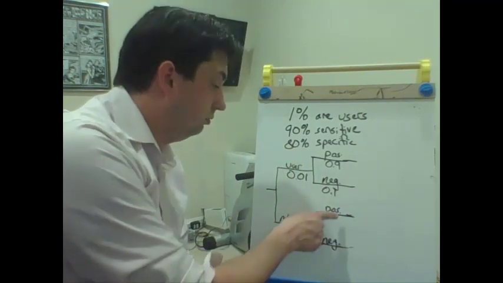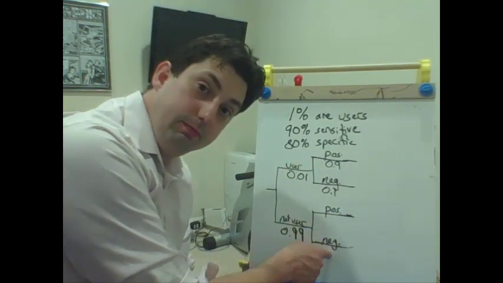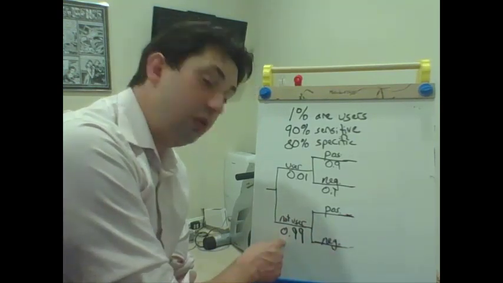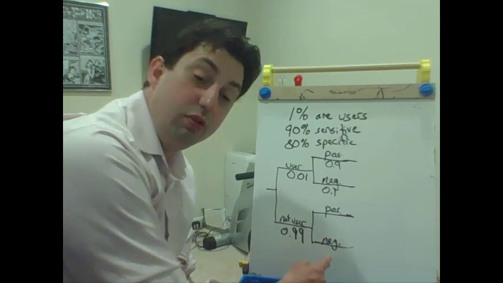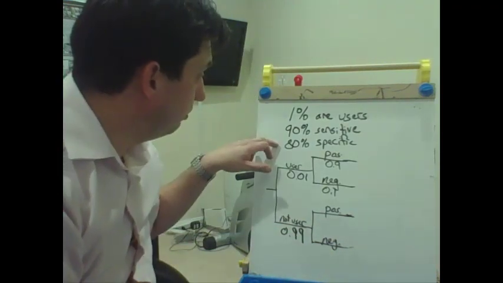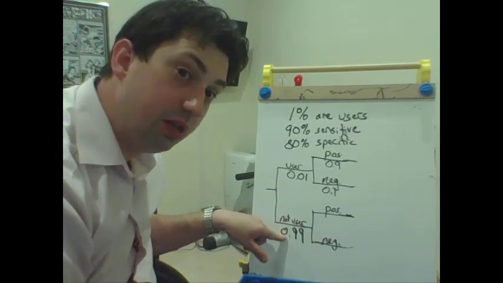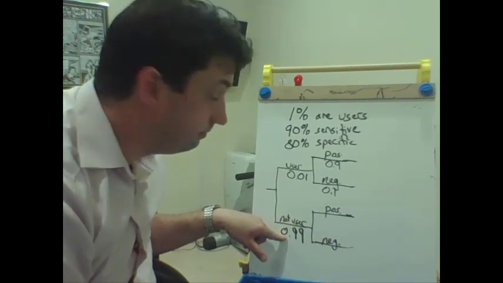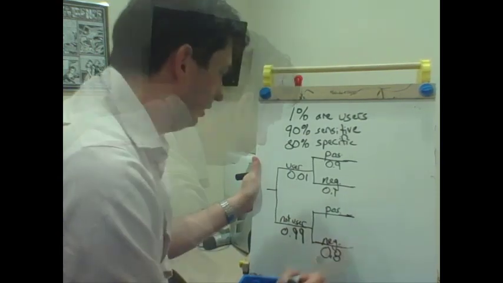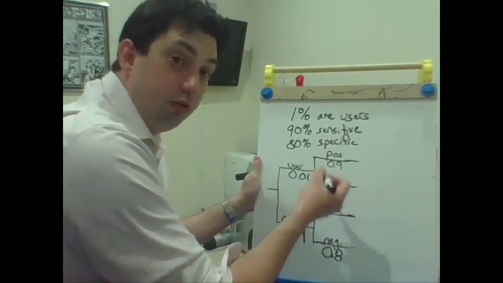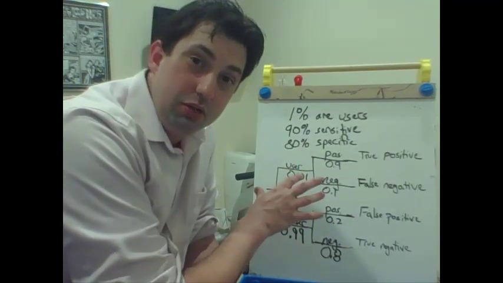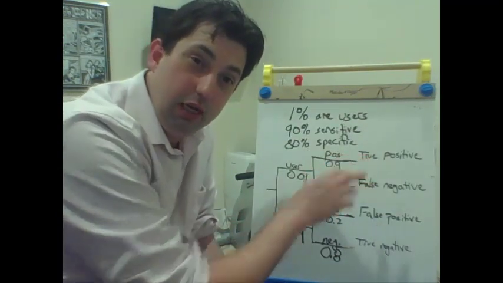Which one is correct here, positive or negative? That's right, negative. Because they're not a user, the correct result is the negative result. So that means we use specificity because we're working with not users, the negative state, and we'll make that 0.8 because it is correct. This is the positive result. This would be incorrect.